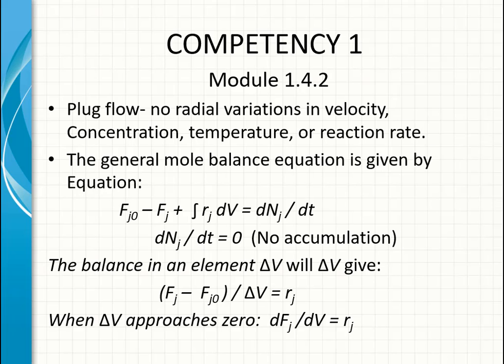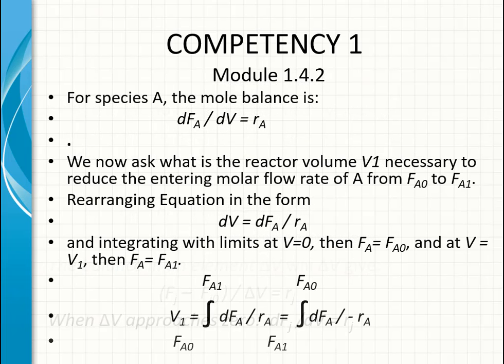The balance in an element delta V will give Fj0 minus Fj divided by delta V equal to Rj. And when delta V approaches 0, this becomes a differential equation, and we will have dFj divided by dV is equal to Rj. For species A, the mole balance is dFA divided by dV is equal to RA.